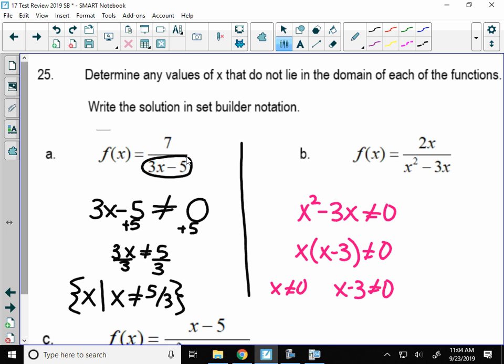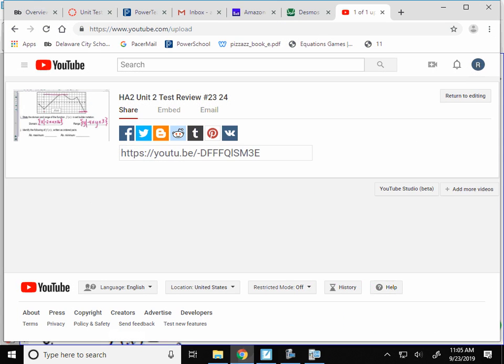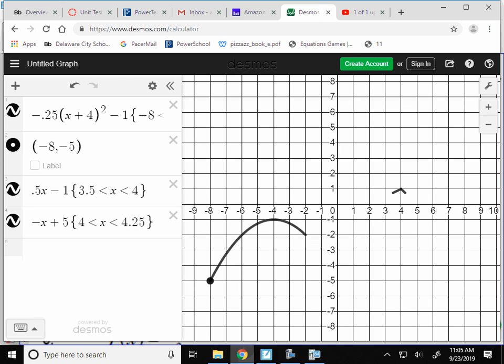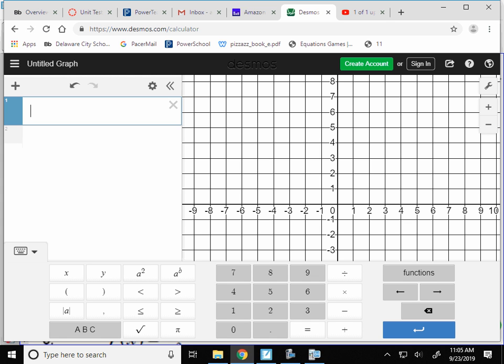So I'll have x not equal to 0, that's one of them. And then I'm going to add 3 here. x cannot be equal to 3. So if I put that in set builder notation, it's all the x's where x could be anything, but it can't be equal to 0 or 3. Now if you need to see why, look at the graph of this function. Sorry, let me delete some things I was working on. If I graph that original function, which was 2x divided by x squared minus 3x.